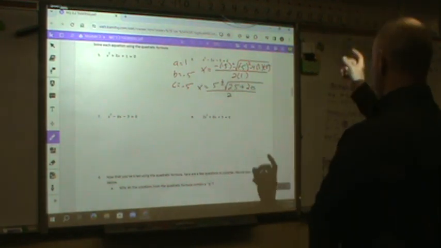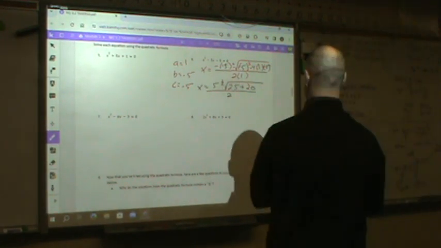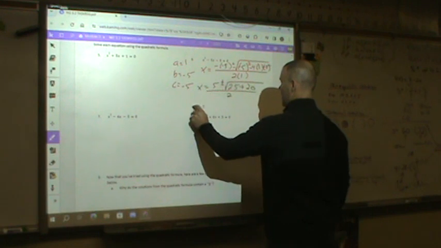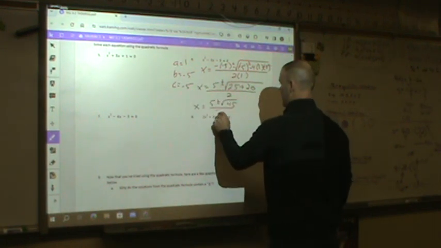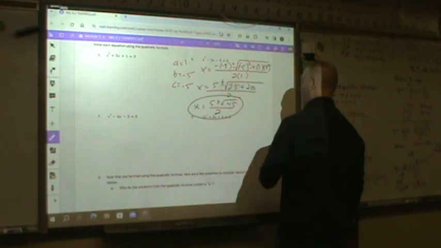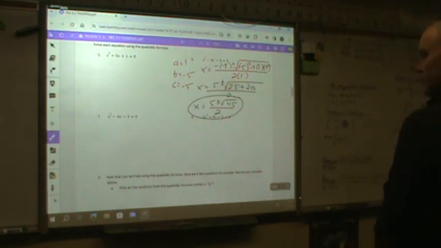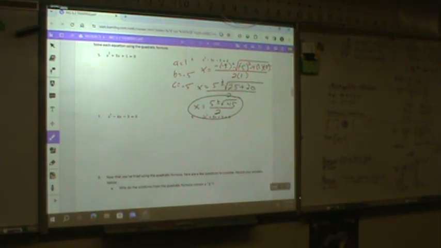And then I can simplify what's underneath the radical. 25 and 20 is going to give me x equals 5 plus or minus the square root of 45 divided by 2. These are your actual solutions, or exact, as you will. These are your exact solutions.